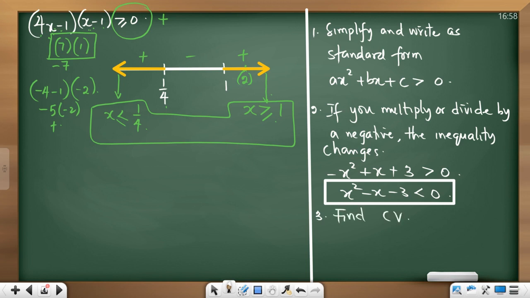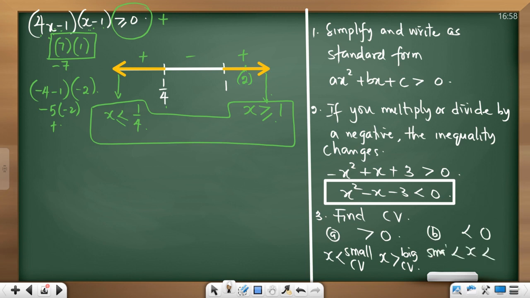Number 3, find your critical value. And remember, if a is greater than 0, then x is less than the small critical value, or x is greater than the big critical value. And if a is less than 0, then you have x greater than the small critical value and less than the big critical value. You can take a screenshot of that to save time. I think if you follow those 3 steps, you will be fine. Moving forward.